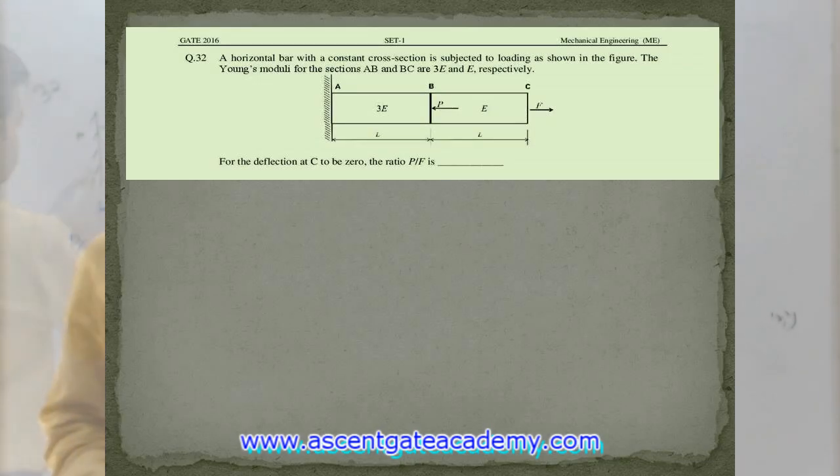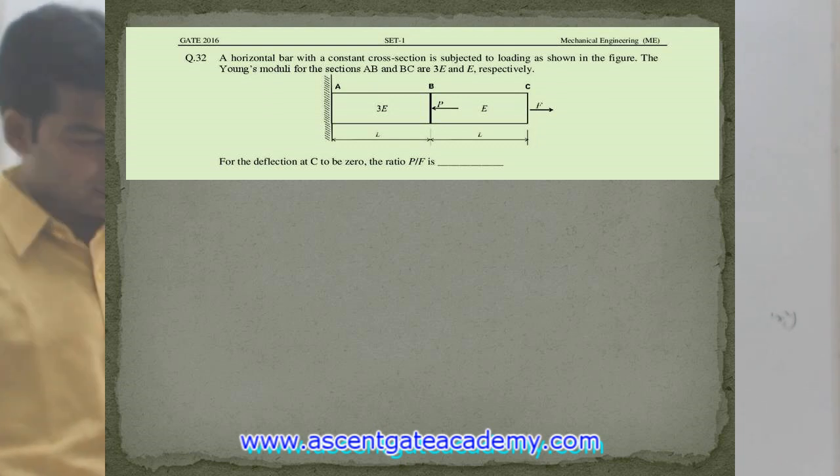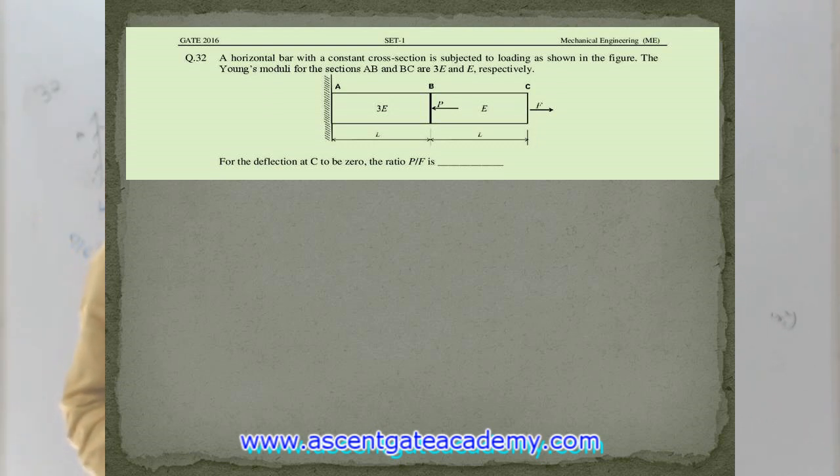Next is question number 32. The horizontal bar with a constant cross section is subjected to loading as shown in figure. The Young's moduli for the sections AB and BC are 3E and E respectively. For the deflection at C to be 0, the ratio of P by F is.